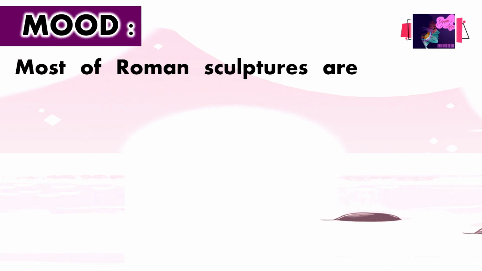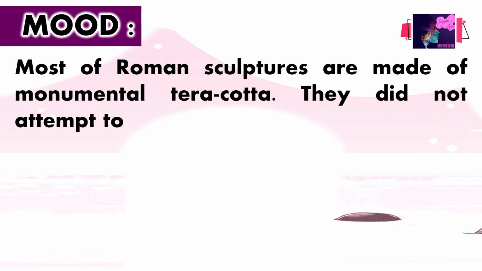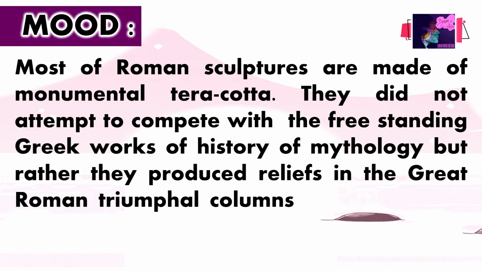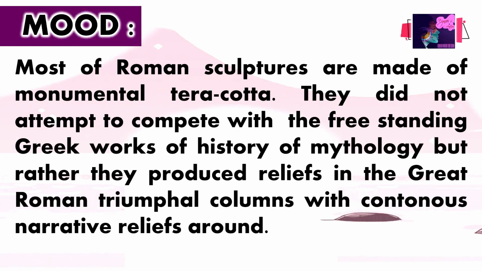For the mode, most of the Roman sculptures like this are made of monumental terracotta. They did not attempt to compete with the freestanding Greek works of history of mythology, but rather they produced relief in the great Roman triumphal columns with continuous narrative relief around.